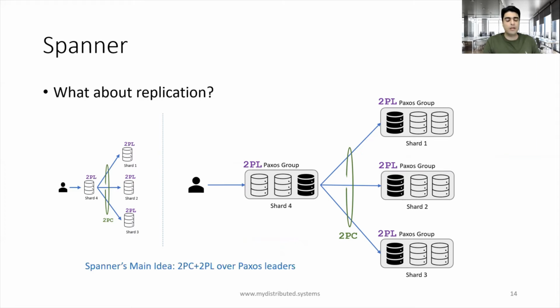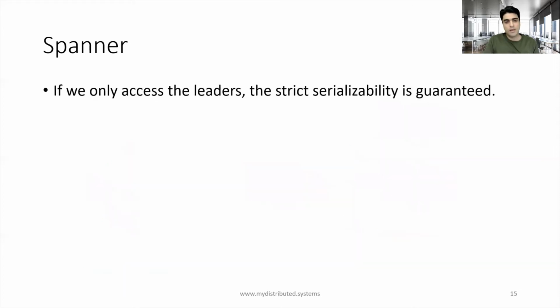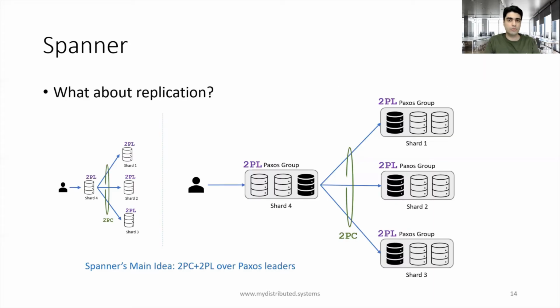So basically Spanner's main idea is running 2PC and 2PL over Paxos leaders, and all the state of 2PC and 2PL are recorded in the consensus group. Okay, so if we only access leaders, then strict serializability is guaranteed with this approach.